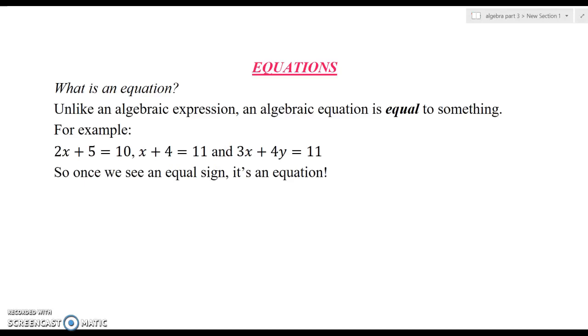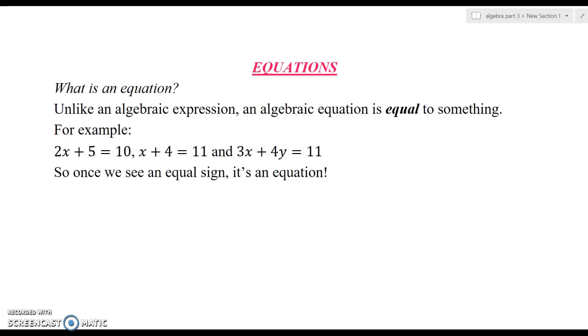Hi everyone, in this video we will be looking at algebraic equations. We looked at algebraic expressions before and now we're going to look at algebraic equations. Unlike an algebraic expression, an algebraic equation has an equal sign. It's equal to something. Equation, right? So whenever you hear the word equation, think about equal. It's equal to something.